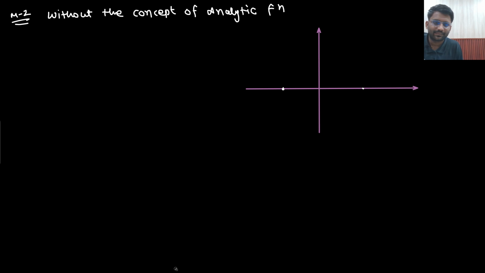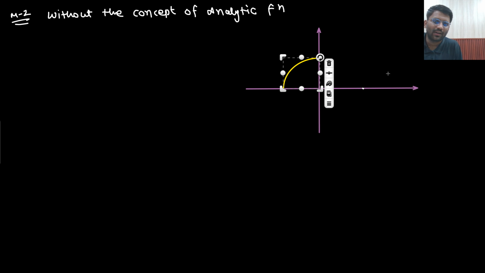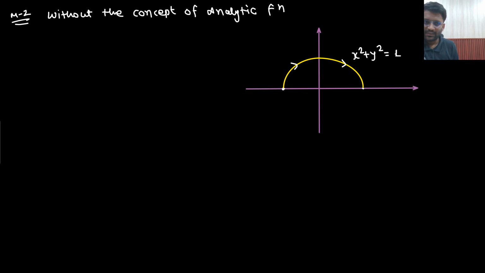Let's not write it down. I don't even know the meaning of an analytic function, sir. Then how will I solve it? This is the task. So along this contour you need to move. You know the equation, x square plus y square equals 1. This is the path that you are moving with, right?